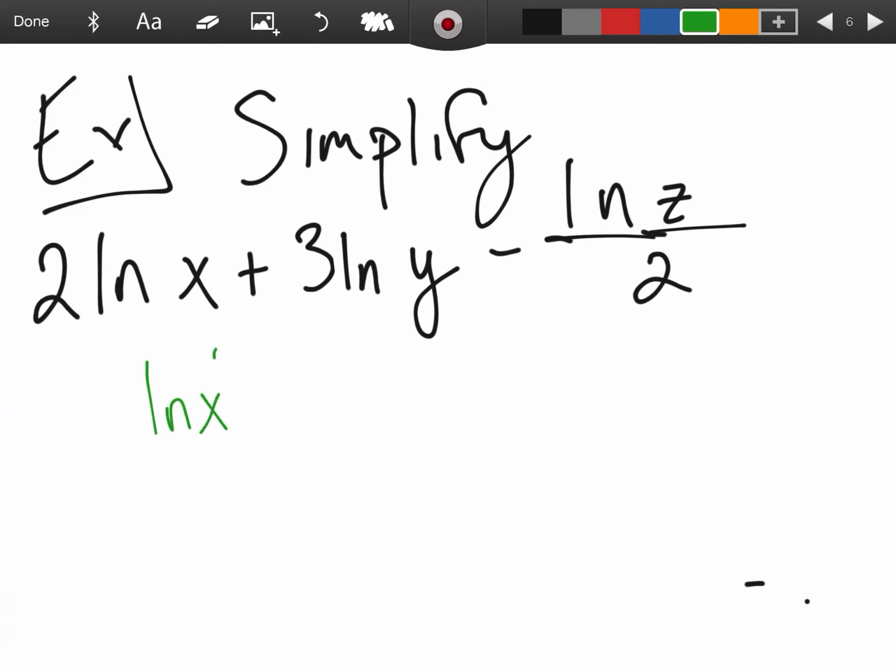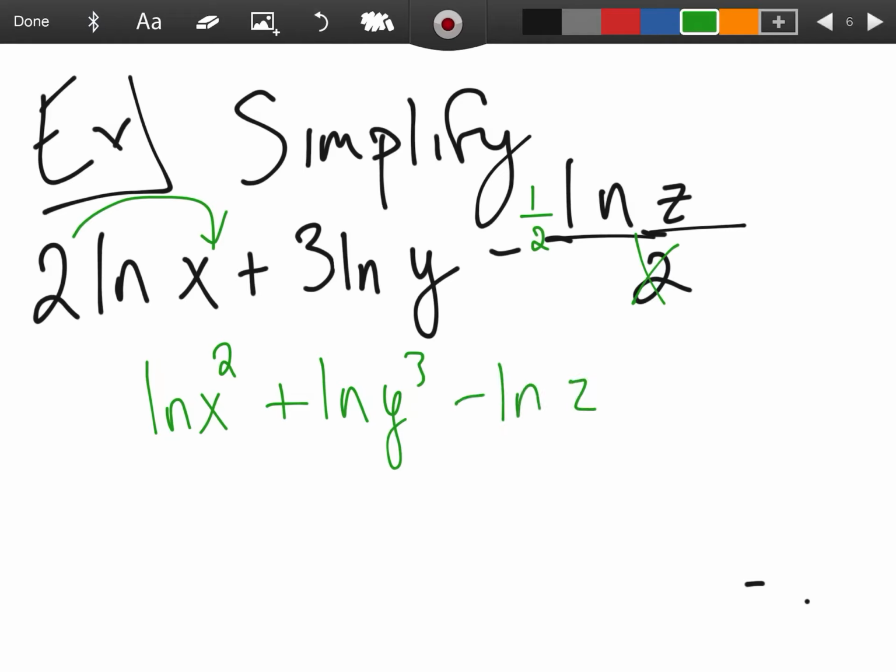This is going to be the natural log of x squared. So I'm just taking that 2 out in front, plopping it as an exponent, plus the natural log of y cubed. And then here, minus... what is this dividing by 2 doing? Let's just think of it as multiplying by 1/2. All right, so then we're going to have minus the natural log of z to the 1/2. And hopefully we remember our exponent rules and we can remember, oh, z to the 1/2 is just the square root of z.